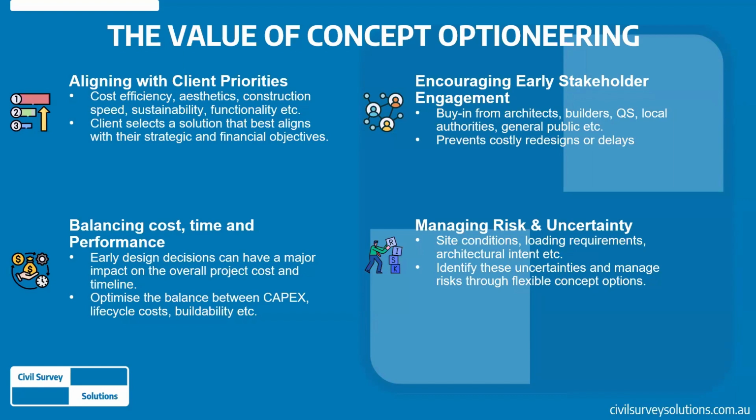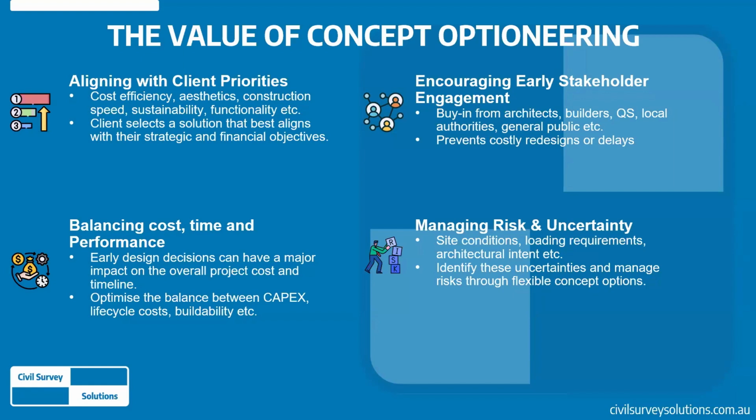Firstly, each structural concept inherently will involve some trade-offs. That can be between material efficiency, constructability, program duration, and of course cost. By presenting different options, we allow the client to align the structural solution we're presenting with their broader project priorities, whether that's minimizing CapEx, sustainability, or prioritizing the construction timeline.